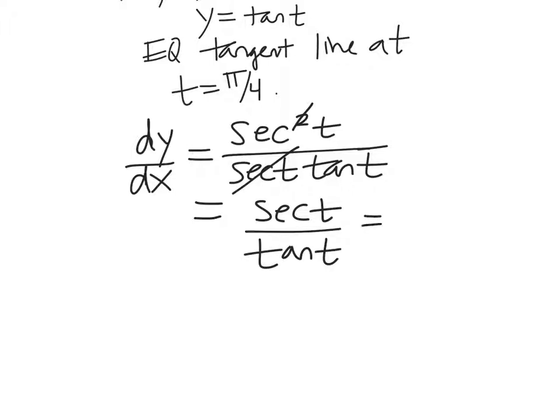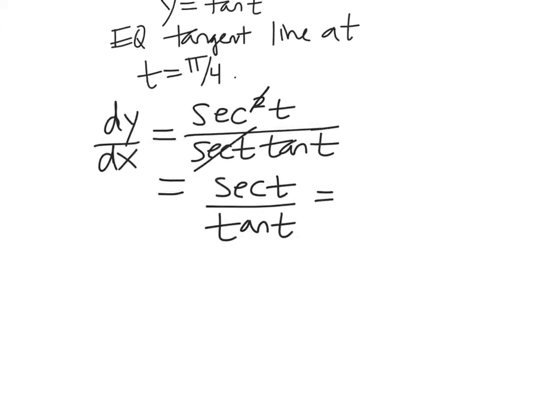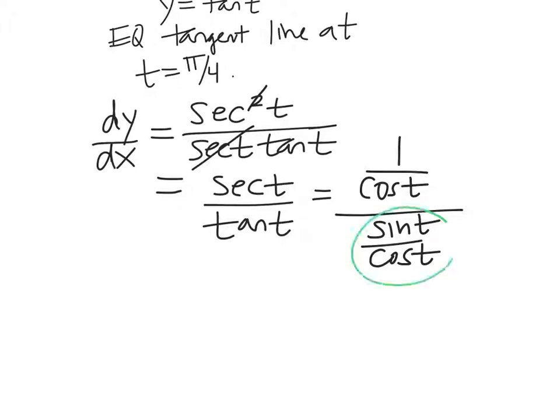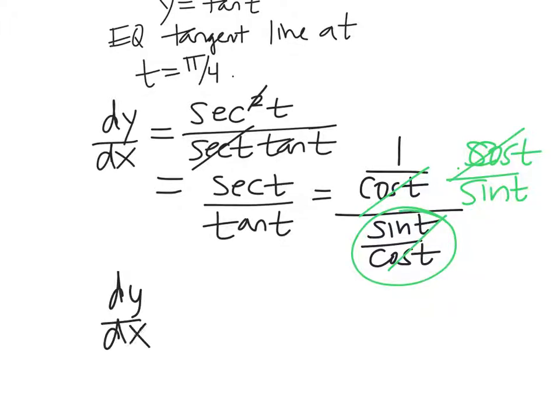But we can reduce that a little more, because secant is 1 over cosine, and tangent is sine over cosine. Do you remember what to do when you have fractions over fractions? You take the bottom one and, instead of dividing, multiply by its reciprocal. So you multiply by cosine t over sine t. Cosecant? Yes. And so the derivative, dy/dx, is simply cosecant t.